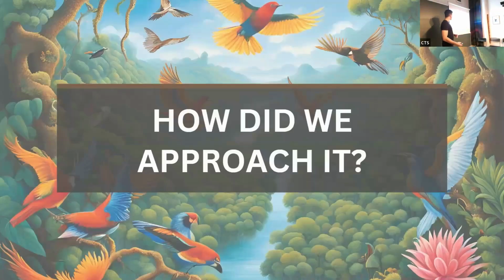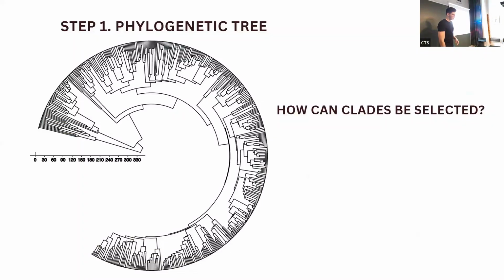Okay, next slide now, I'm going to show how we approach this. Basically, the first step is that we obtain phylogenies depicting the phylogenetic relationships between species among tetrapods. And the first challenge we faced was to define the best criteria to select these clades.